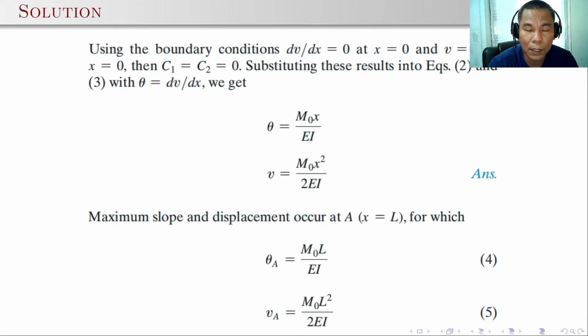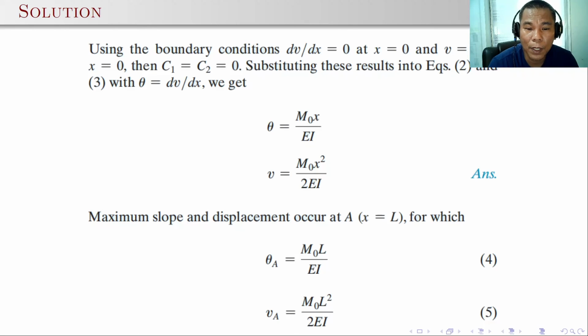And substituting the boundary conditions, the slope dv over dx is equal to 0 at x is equal to 0, and v is equal to 0 at x is equal to 0. Then c1 is equal to c2 is equal to 0. Both integration constants are 0. So that theta in terms of the couple is equal to M sub o x over EI. And the deflection is M o x squared over 2 EI.